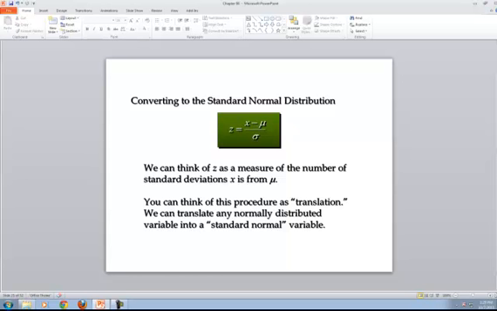Z equals whatever is the value of the normally distributed variable that you have, x. Subtract the mu from it, i.e. the mean of the normal variable, and divide it by its own standard deviation. By so doing, you have translated the normal variable into a standard normal variable. We can think of Z as a measure of the number of standard deviations x is from its own mu.